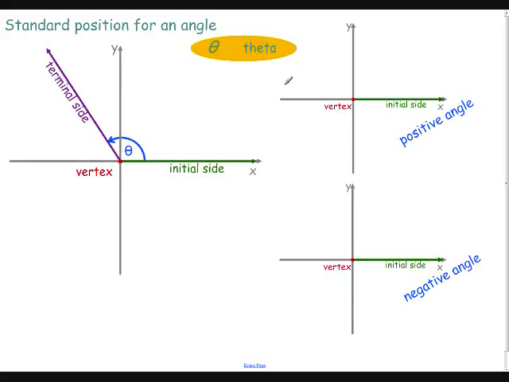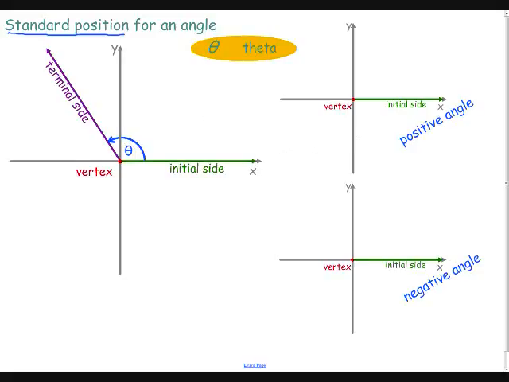Standard position for an angle. We keep the vertex at the origin. Standard position, by the way, always requires that you use a coordinate plane, an x-axis and a y-axis. We're going to refer to the measure of this angle as theta. This is a Greek letter. Perhaps you've encountered it already in science.